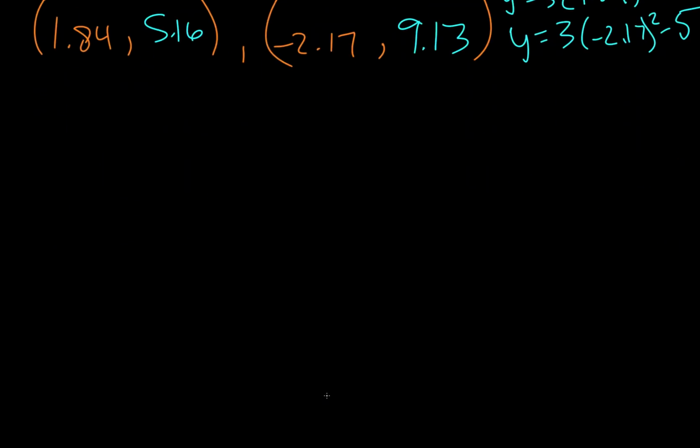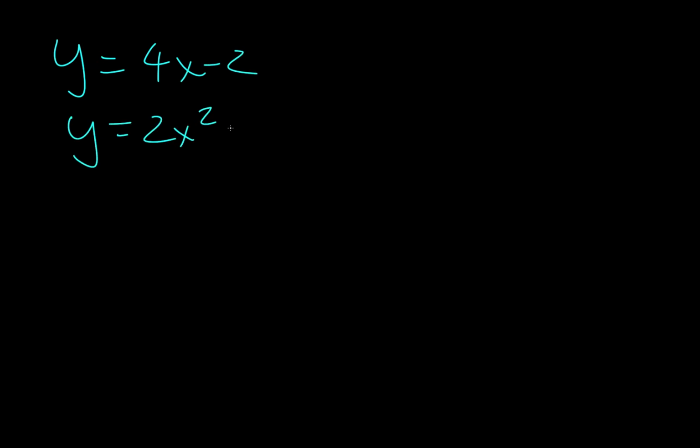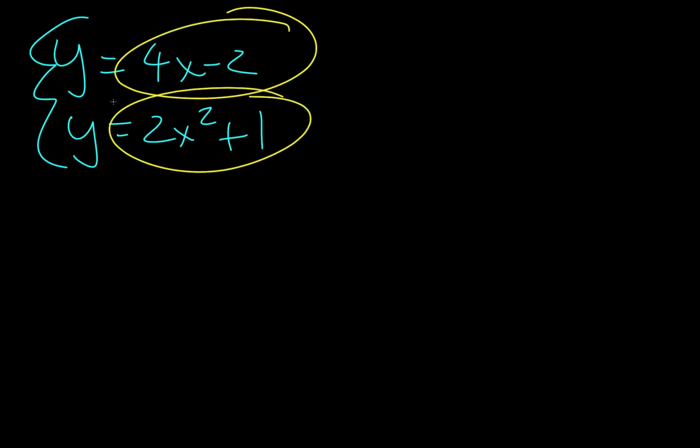So we're going to move on to doing just one more. And we have y equals 4x minus 2, y equals 2x squared plus 1. Alright, what I'm going to do now is set this equal to this. They're both equal to y. So I'm going to say 4x minus 2 equals 2x squared plus 1. Because we have an x term, a constant term, and an x squared term, we need to get everything onto one side because it's quadratic.